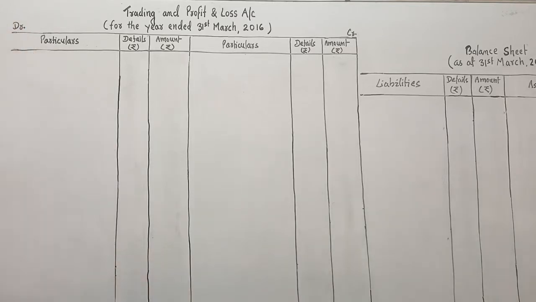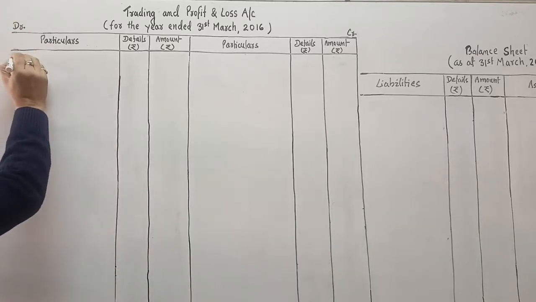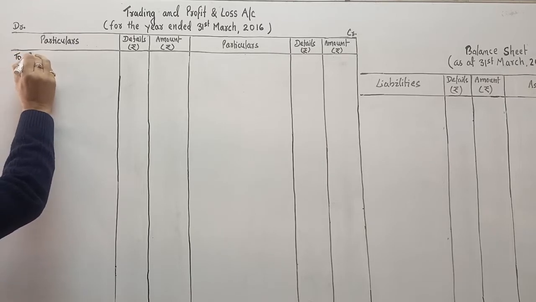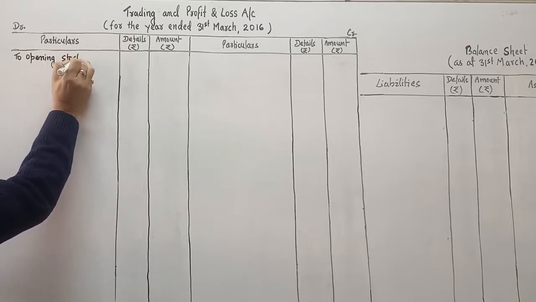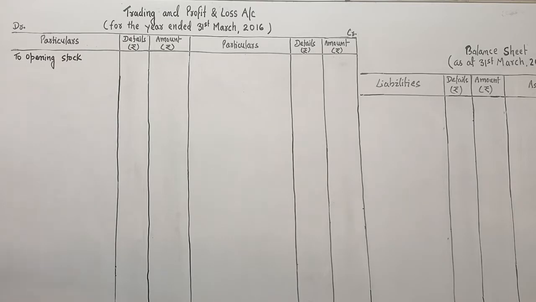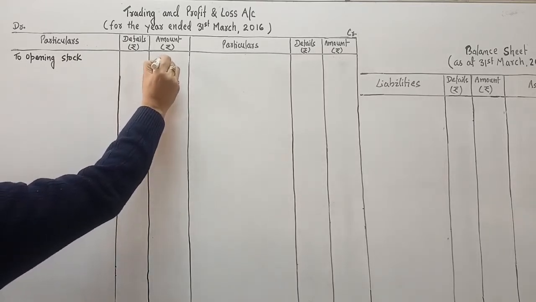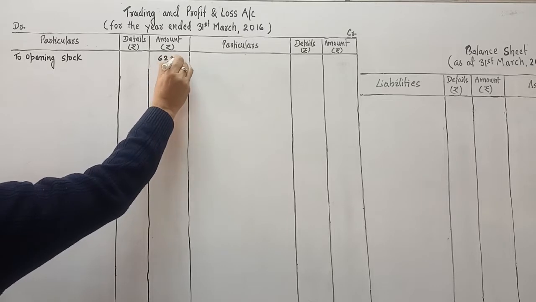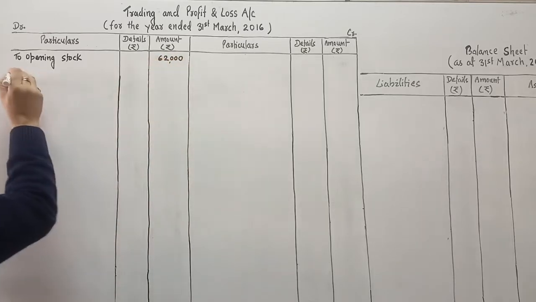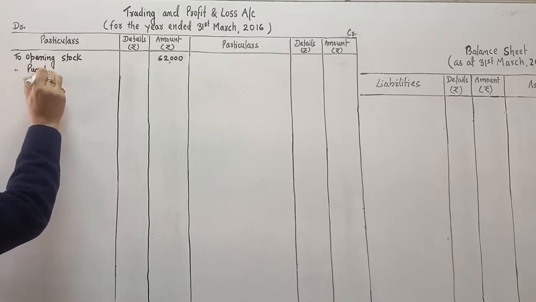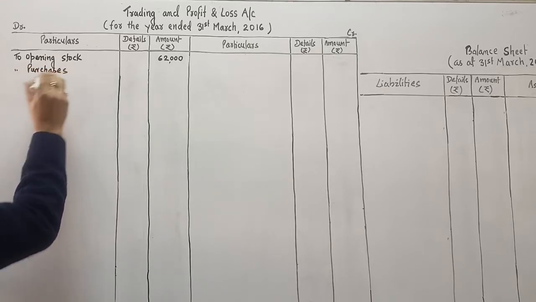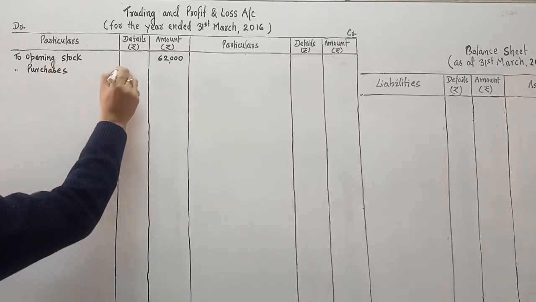So start with the trading account. First information is your opening stock. This is number 1 information given in the trial balance. Stock of 1st April 2015 is opening stock. So you write this amount directly in the outer column, 62,000. Next item is your purchase. So we will write the amount of purchase in the inner column, 3,15,000. Purchase has a debit balance.